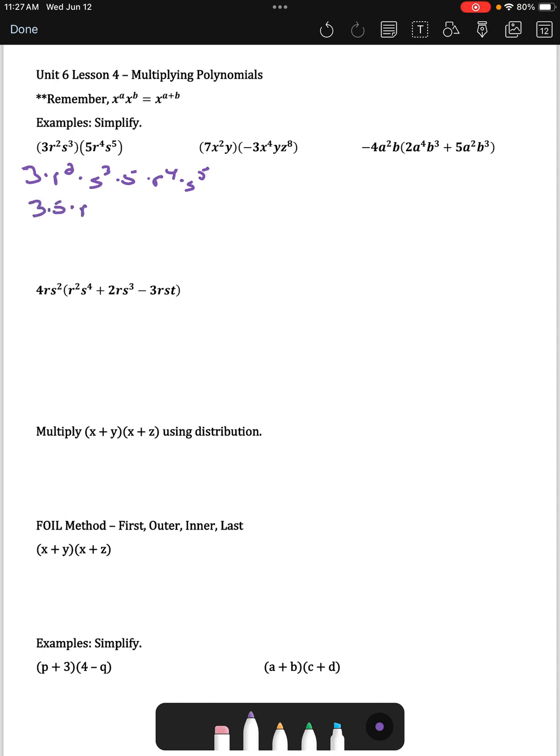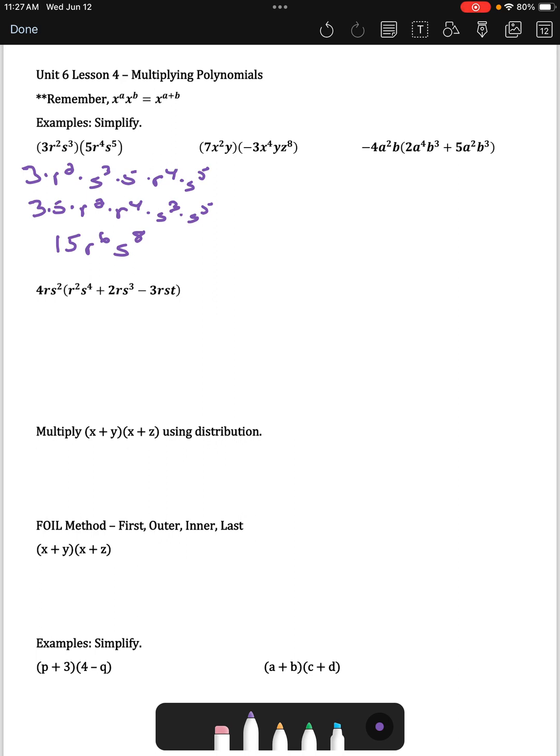So I can do 3 times 5 times r squared times r to the fourth times s to the third times s to the fifth. Numbers together, r's together, s's together. And now we multiply normally. 3 times 5 is 15. R squared times r to the fourth, we combine those by adding their exponents, so it's r to the sixth. S to the third times s to the fifth is s to the eighth.